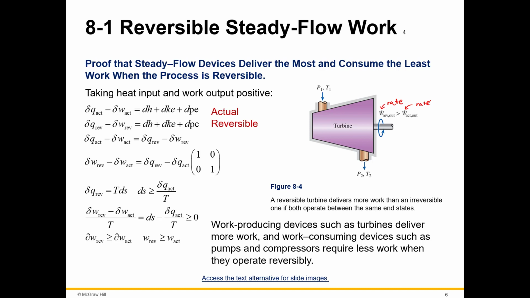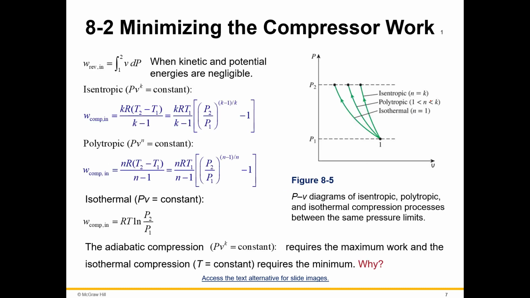A reversible turbine delivers more work than an irreversible one if both operate under the same end states. That's going to be the same, right? It's going to be the same of anything. The reversible is always going to outperform because it's under idealized, perfect conditions.